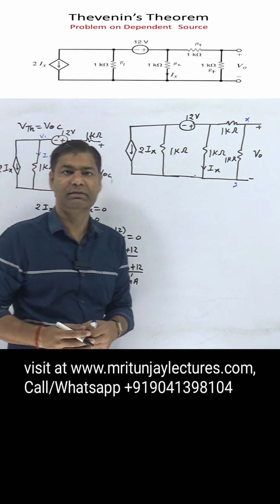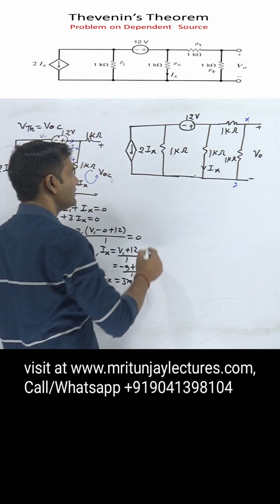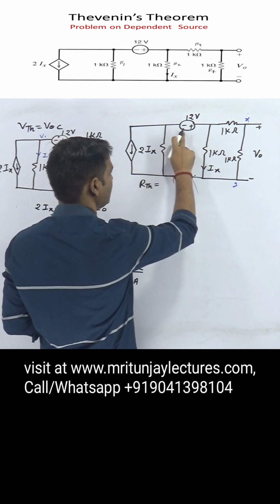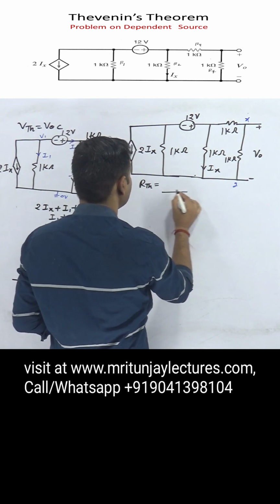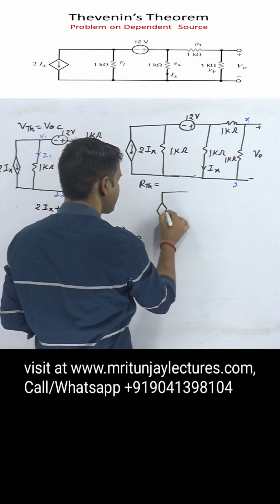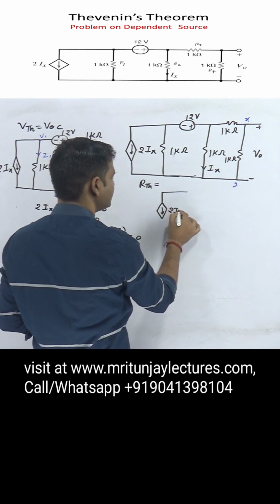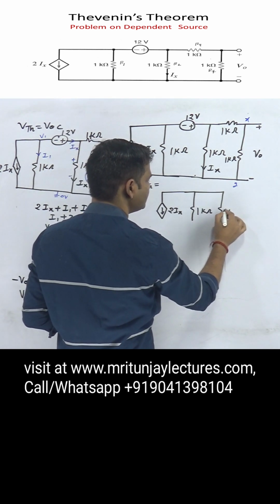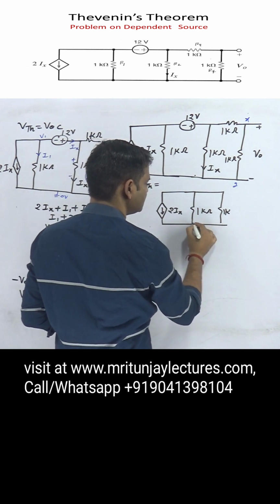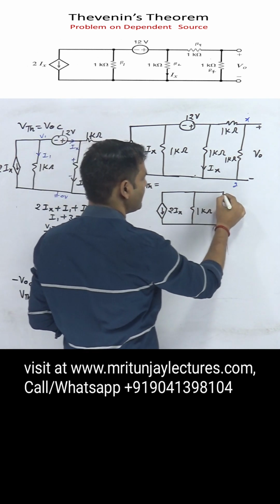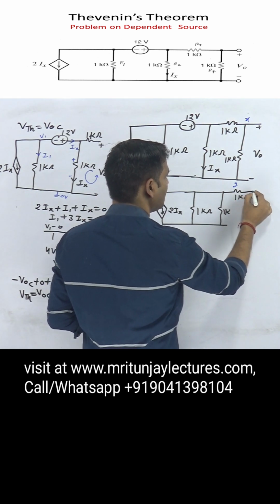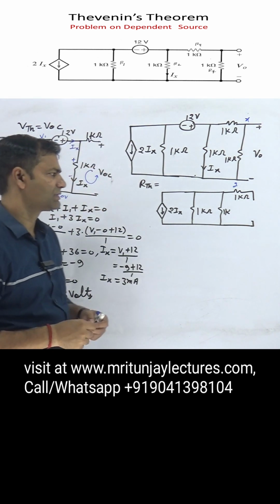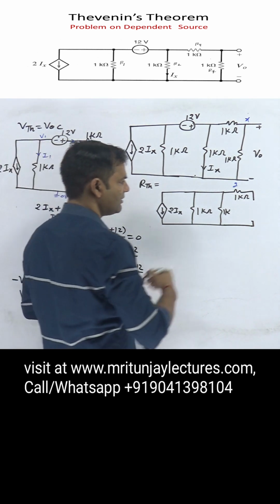Our next target is to determine RTH. So how can we determine RTH? First of all, the independent source is reduced to 0, which means it is short circuited. After that, this one becomes 2Ix, here 1 kilo ohm, here 1 kilo ohm, after that 1 kilo ohm. Our motto is to determine RTH. So you can consider here a 1 ampere current source or a 1 volt voltage source.